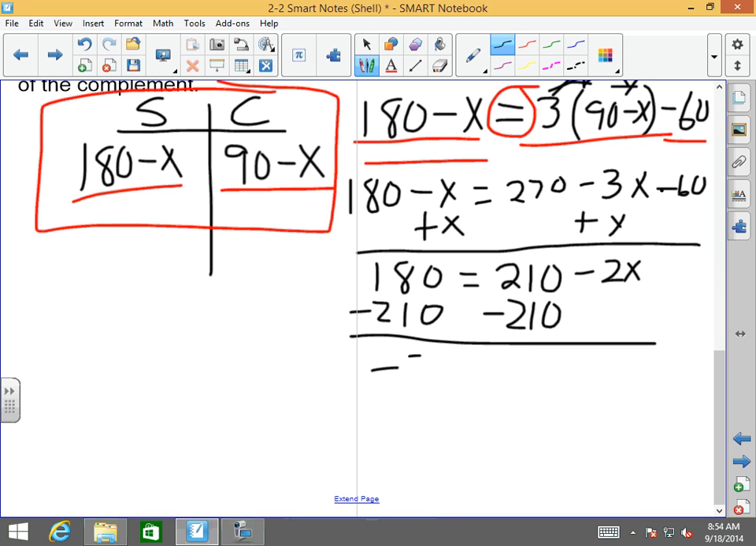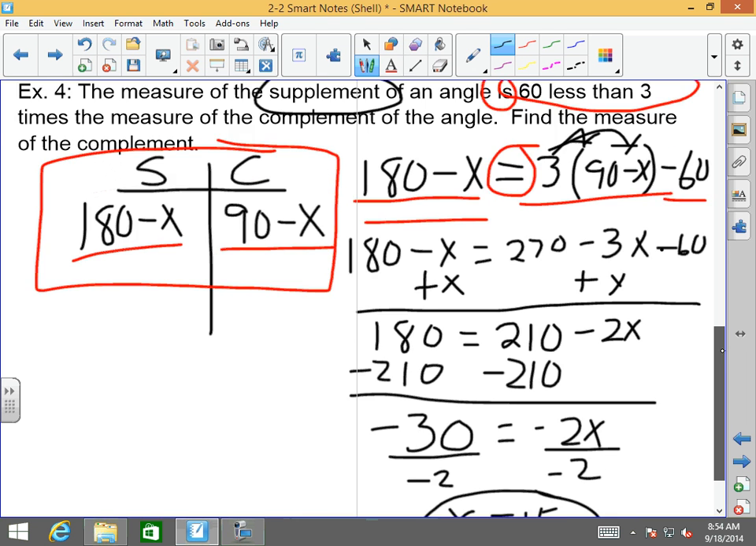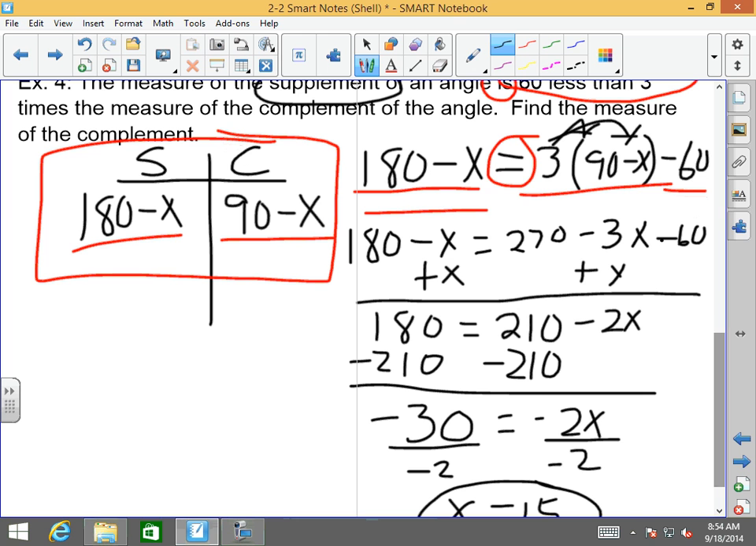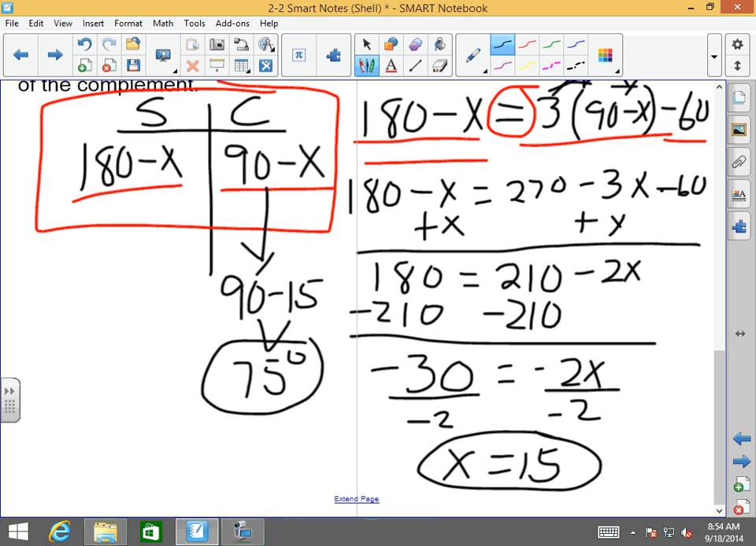And you get negative 30 is equal to negative 2x, divided by negative 2. X equals 15 degrees. Now let's read the question. What was it asking for? Find the measure of the complement. That's why I made this table here, gentlemen. 90 minus x would be 90 minus 15. So what is the complement? 75 degrees. Does that make sense, guys?